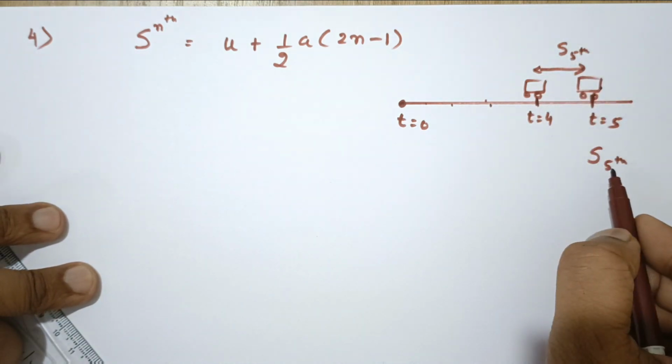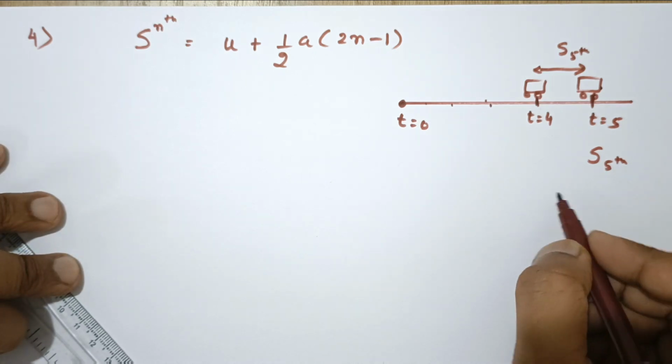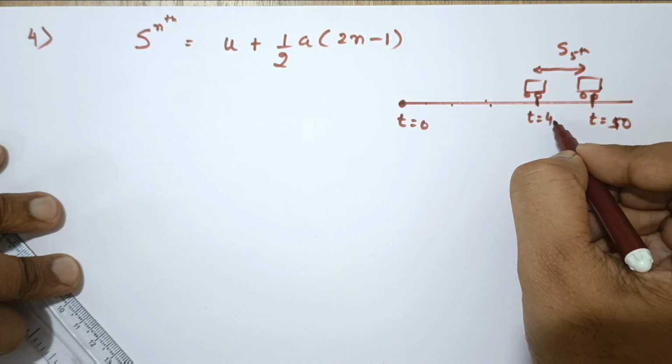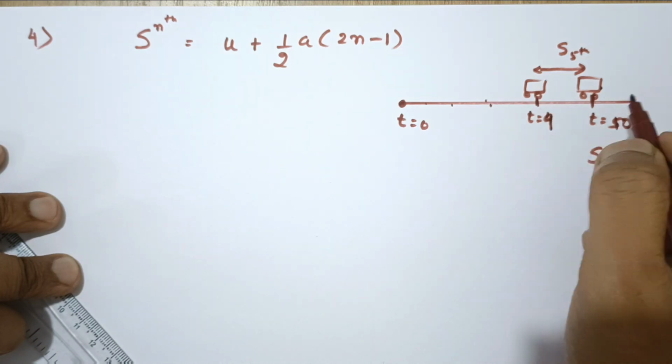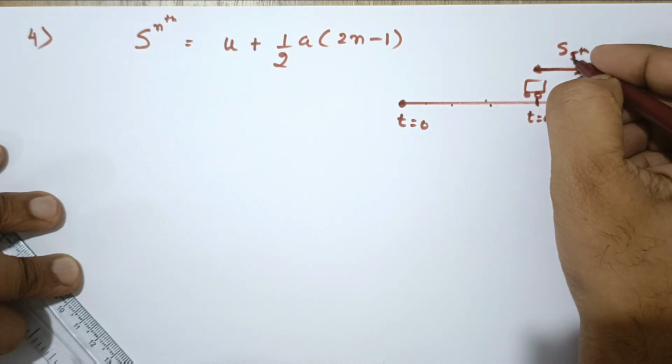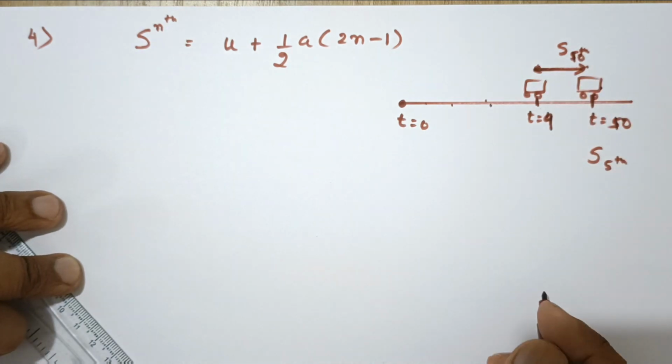So if I said find the distance traveled by the body in 10 seconds, take this as 10, take 1 second less, this is 9 seconds, and then this gap from 9 to 10 could be regarded as the distance traveled by the body in the 10th second.